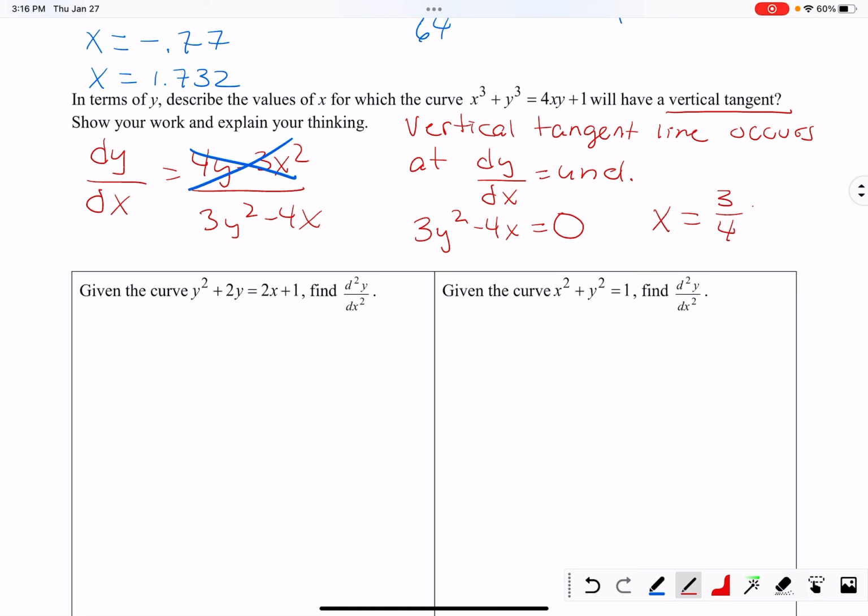3/4 y squared. And my sister's calling me again, so I got to go.